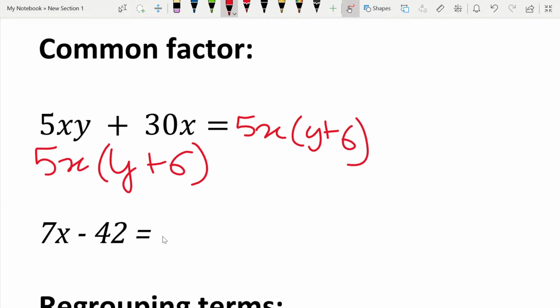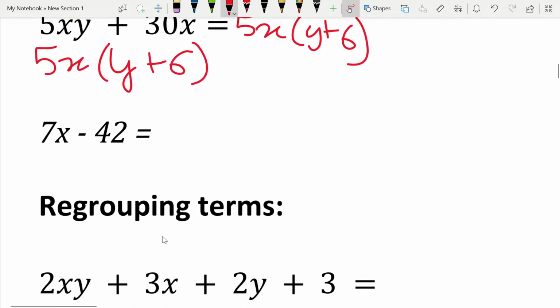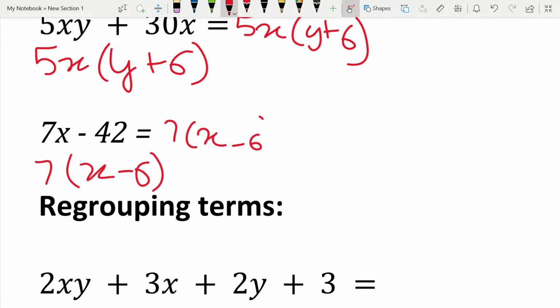The next one is 7x minus 42. Give it a go by yourself. Good job. I hope you've given it a go. So let's begin. What's common in these? 7 is common and x minus 6. So we've got 7 times x minus 6 because we are left with these things in there. So we've got x left and we've got 6 because 7 times what is equal to 42? 6.